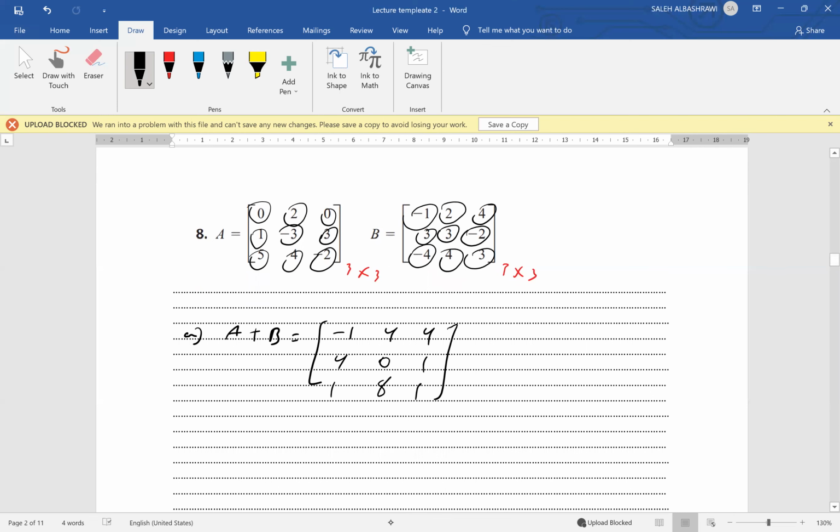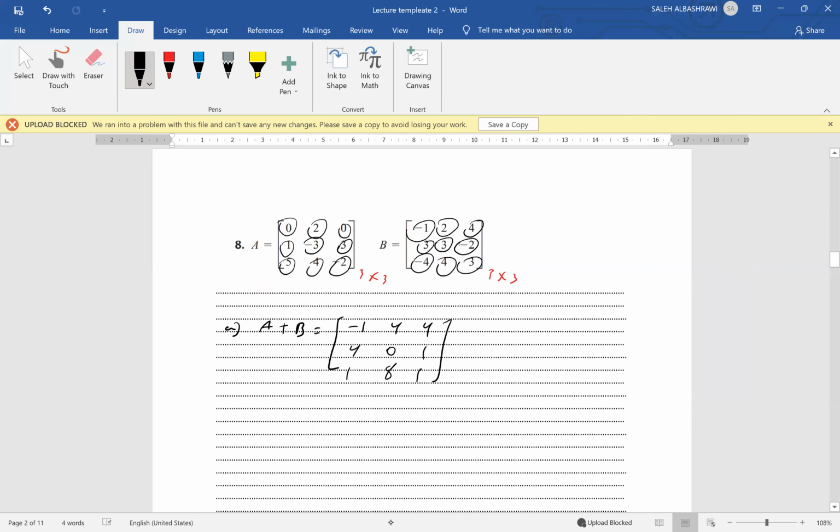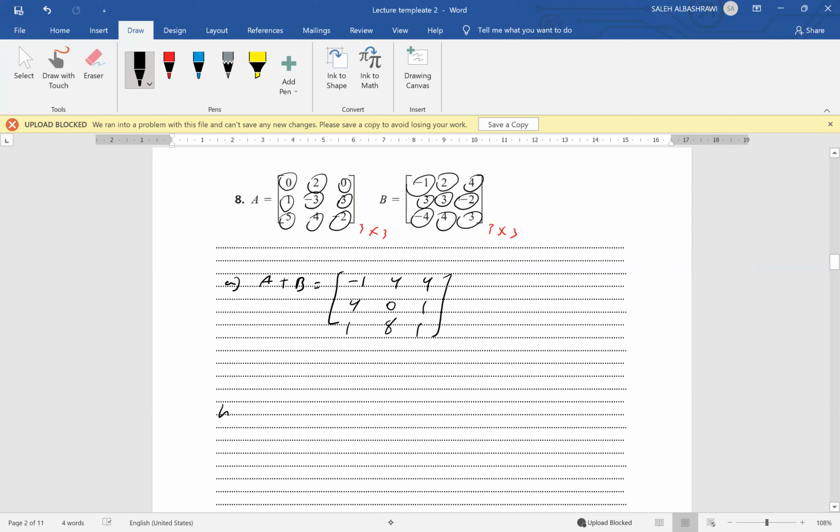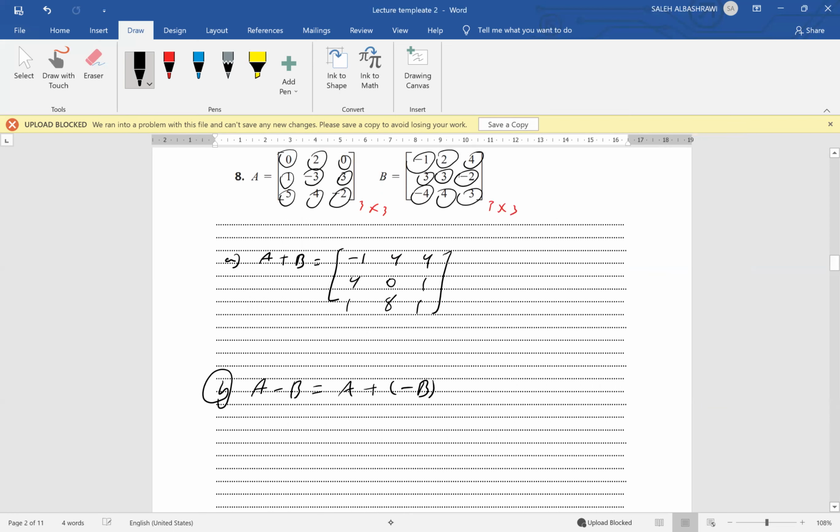Let's find A minus B. This is like A plus minus B. So we can write A again as 0, 1, 5, then we have 2, minus 3 and 4, 0, 3 and minus 2. This is A.